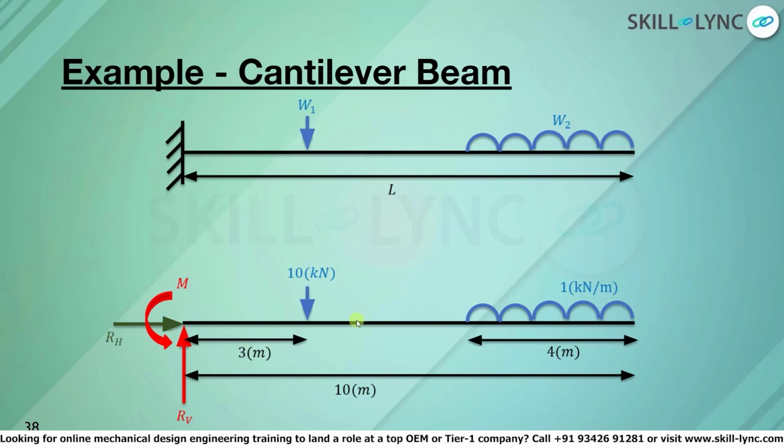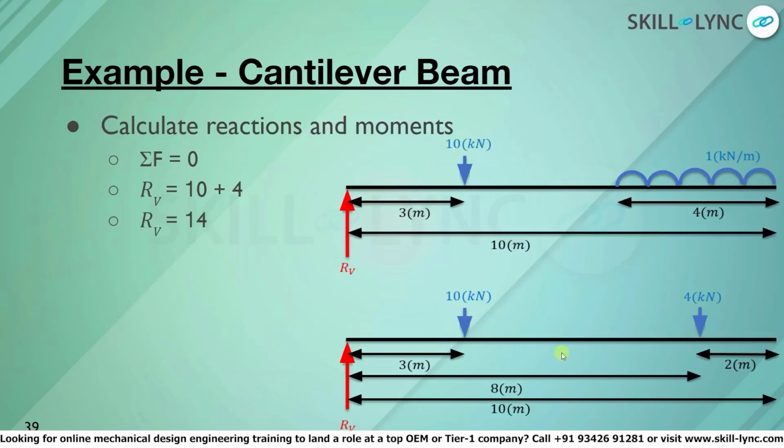We will have the same span and distance of both loads: the concentrated point load acting at 10 kilonewton at a distance of 3 meters from the fixed end, and the 1 kilonewton per meter load that acts on a 4 meter span from the free end. Our next step is to calculate the reactions and moments in this beam.